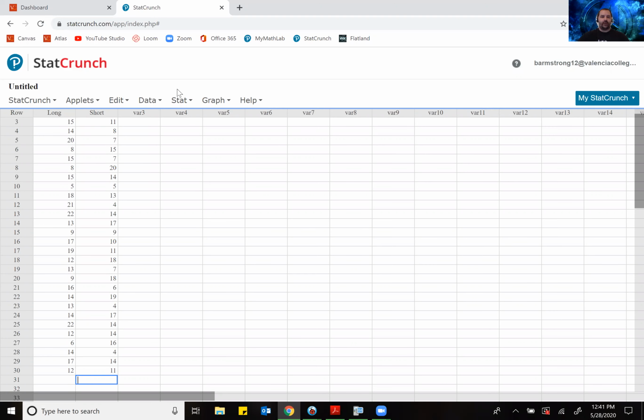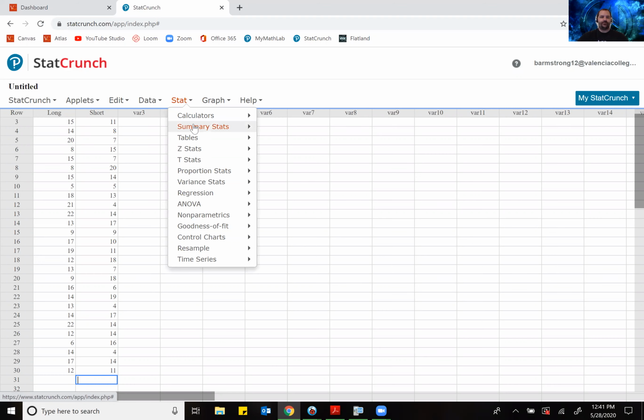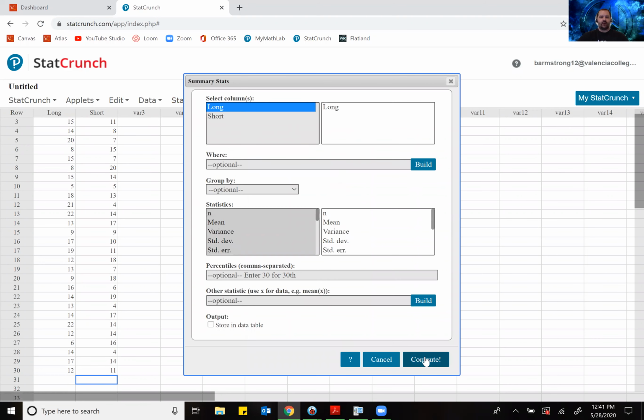And so now all we're going to do is just run our statistics. So summary stats, columns. First, here is the long. And then we'll go back, stat, summary statistics, columns. Select short, compute. And now we got our 2 pieces of information. So we now know the means.